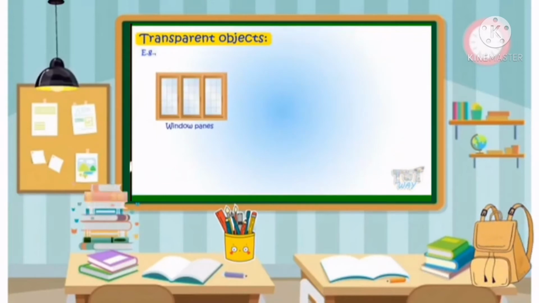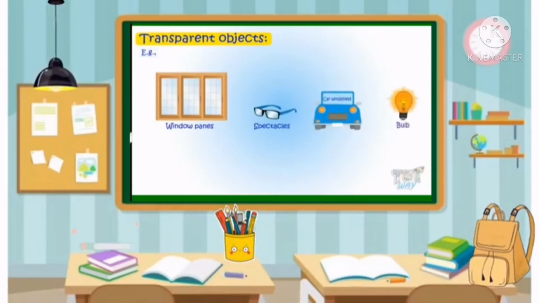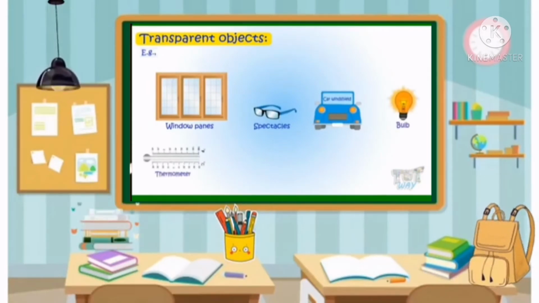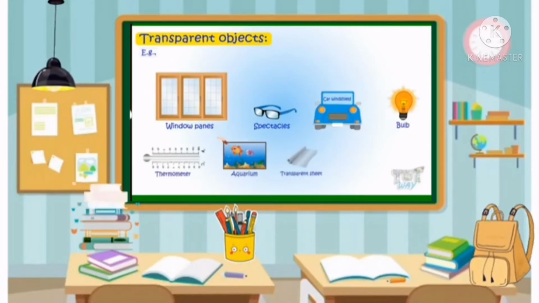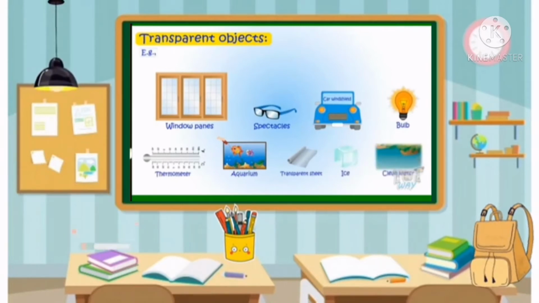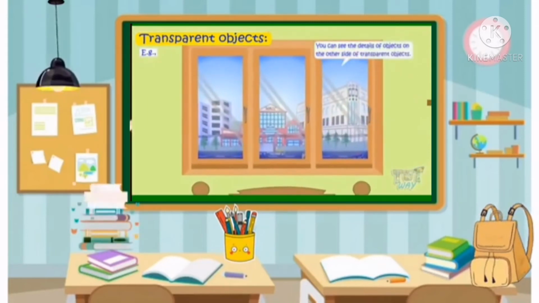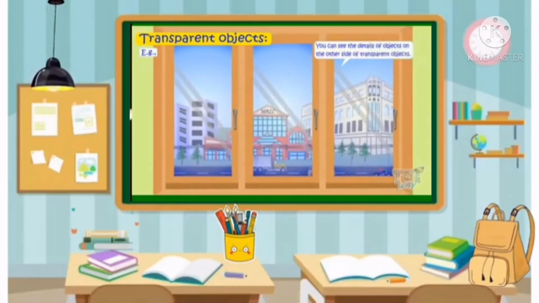Example, we have window panes, spectacles, car windshield, bulb, thermometer, aquarium, transparent sheet, ice, and clear water. You can see the details of objects on the other side of transparent objects.